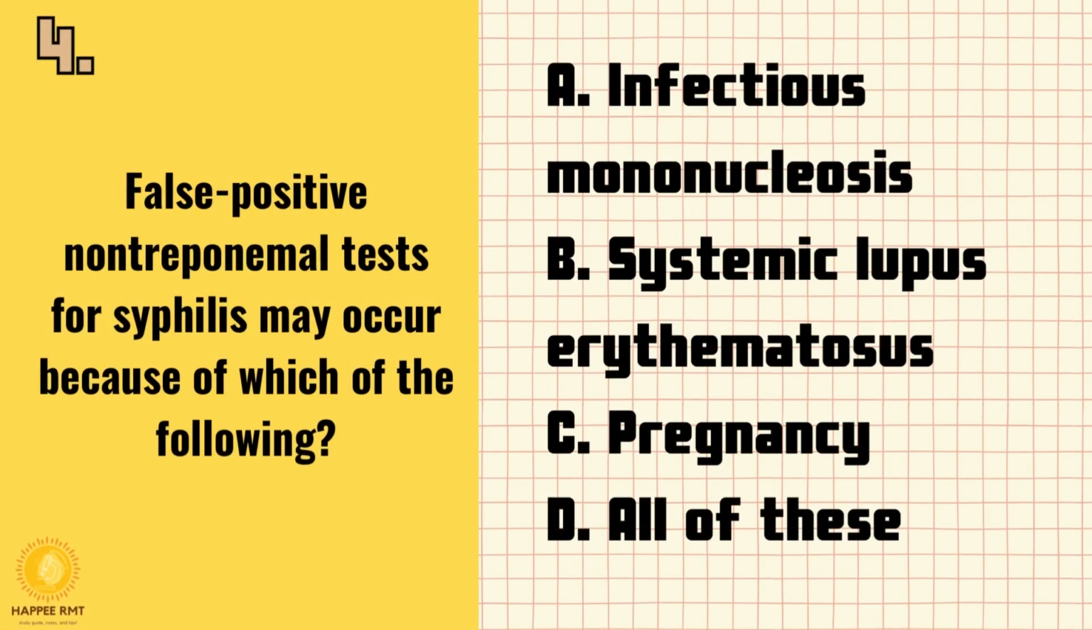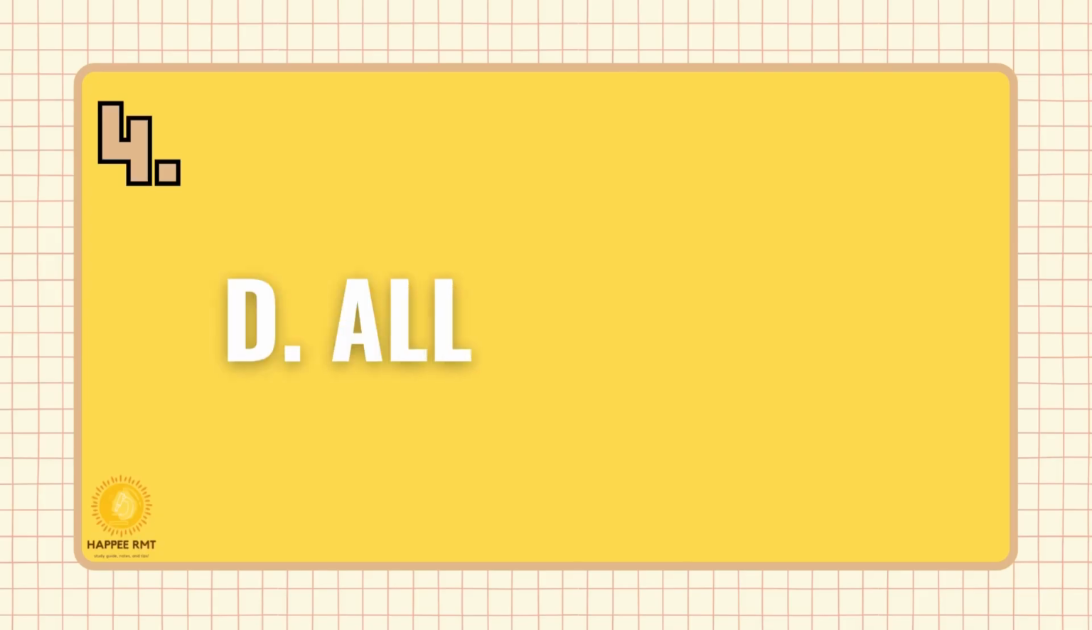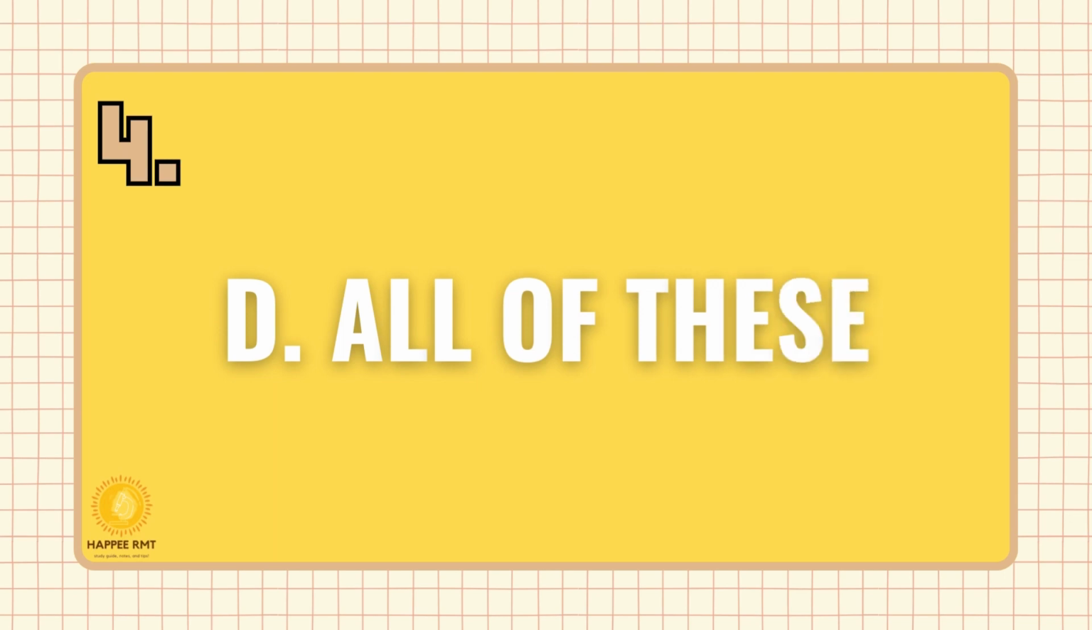Number 4. False positive non-treponemal tests for syphilis may occur because of which of the following? A. Infectious mononucleosis, B. Systemic lupus erythematosus, C. Pregnancy, or D. All of these. Answer is D. All of these.